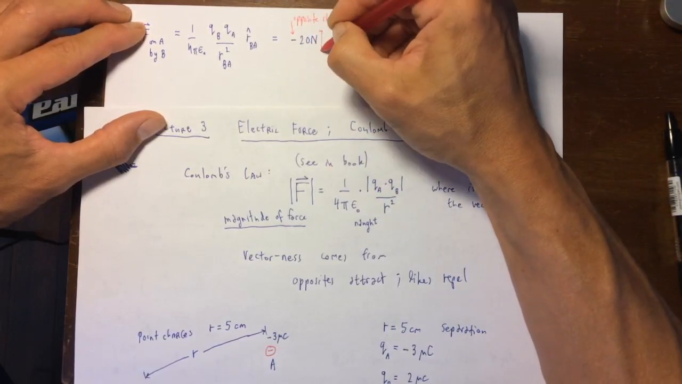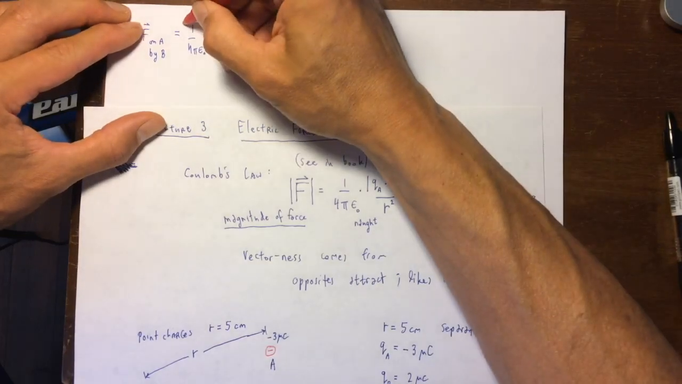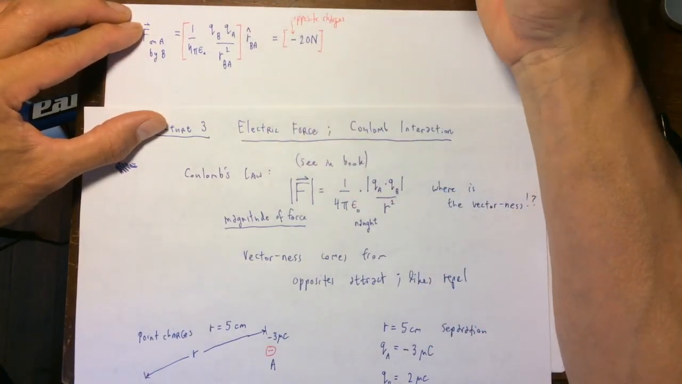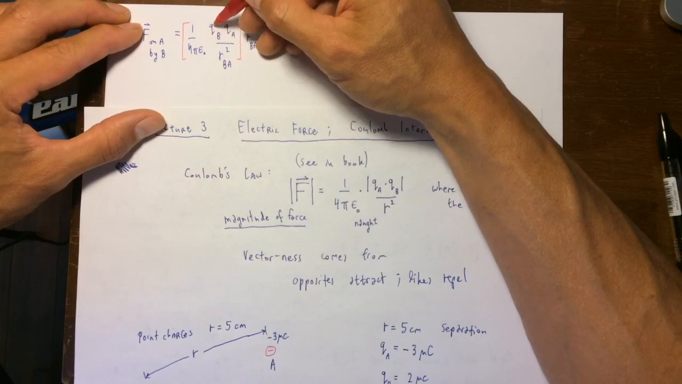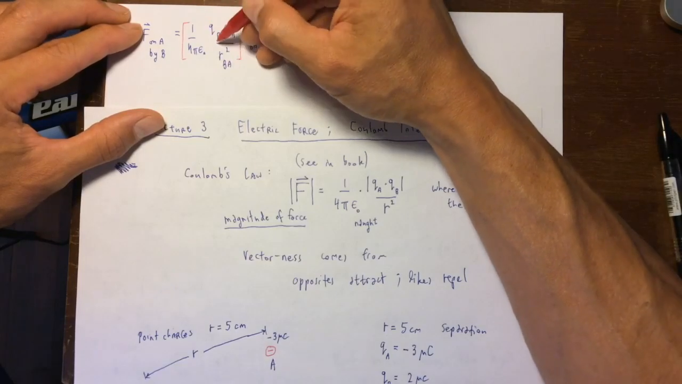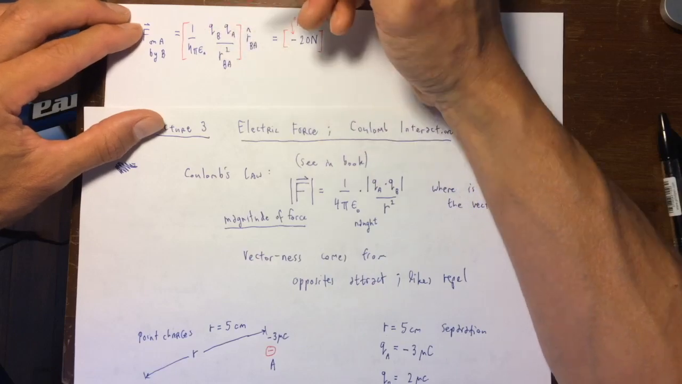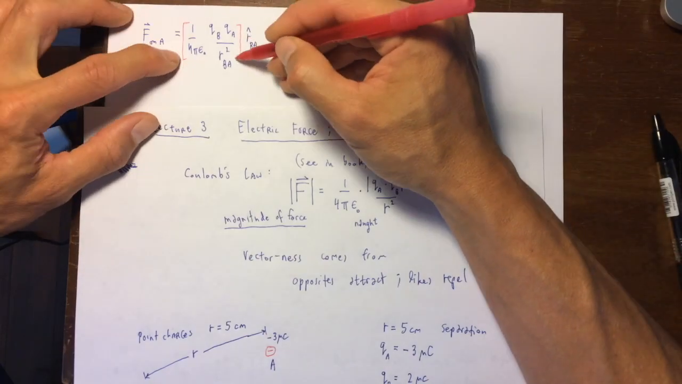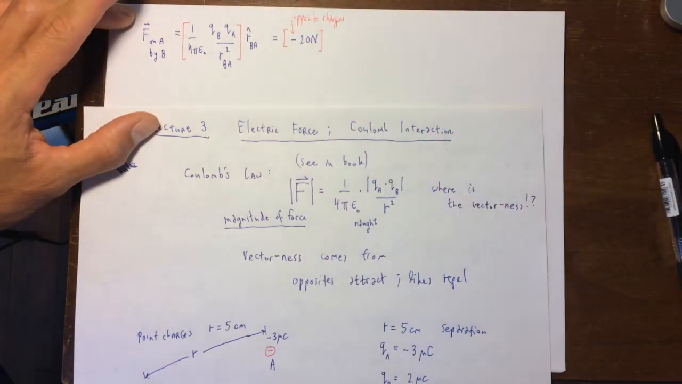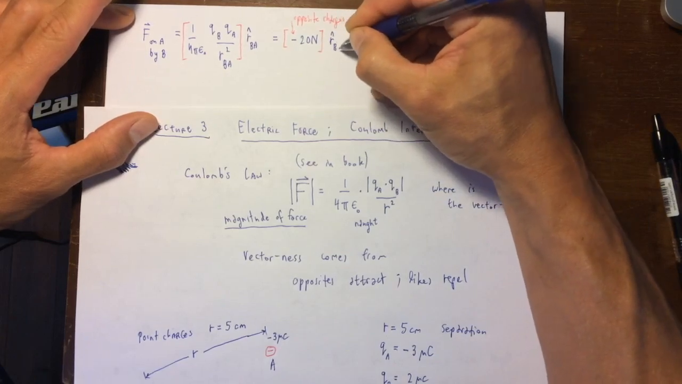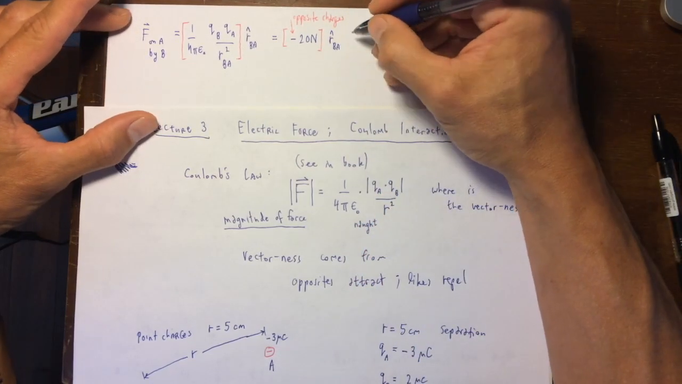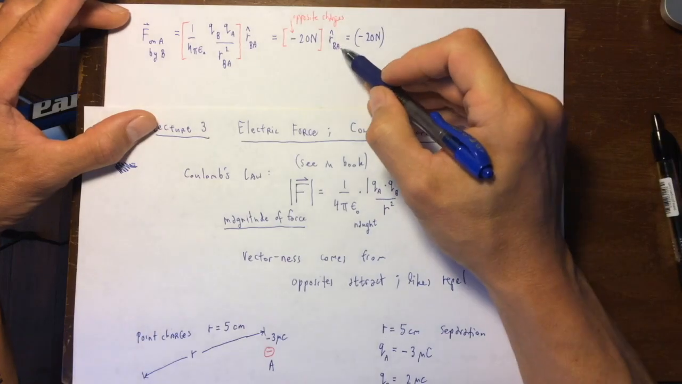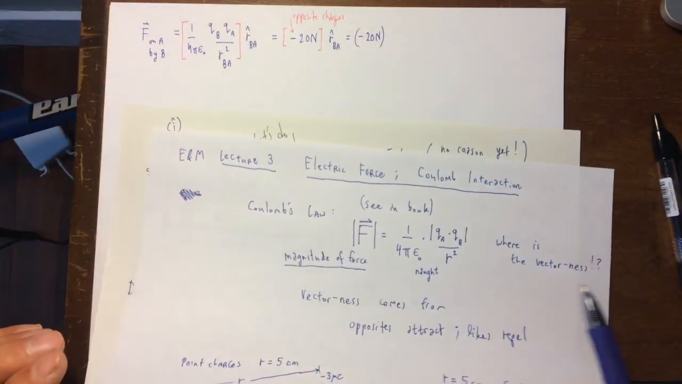So everything about negative 20 newtons comes from everything in this red bracket. The charge B was positive, this charge was negative, so overall this product is negative, and everything else is positive, so I end up with a single minus sign. Everything in the red square bracket is negative 20 newtons, but I need to multiply by r hat from B over to A. So this is minus 20 newtons, and then r hat from B over to A, I calculated it earlier.